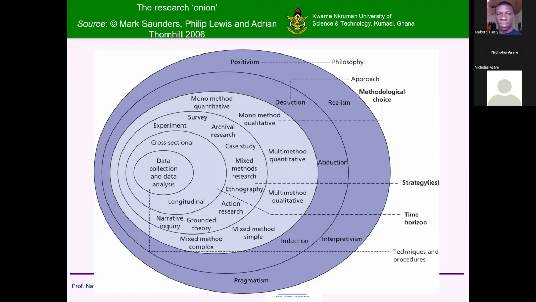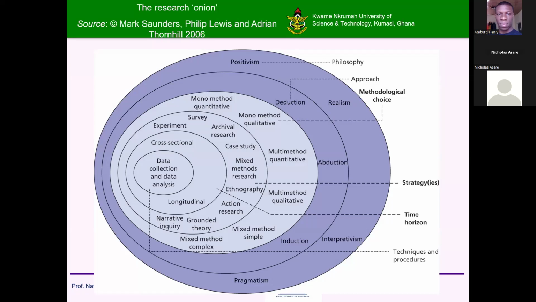And then the cross-sectional is that the basic assumption here is that you believe that time has nothing to do with it. The lapse of time may have nothing to do with the variables or the phenomenon you are studying. So you can just pick a single point in time to capture all the data you need, and you'll be fine.